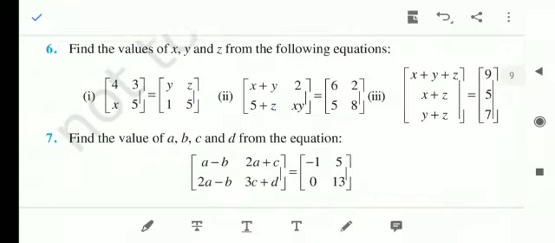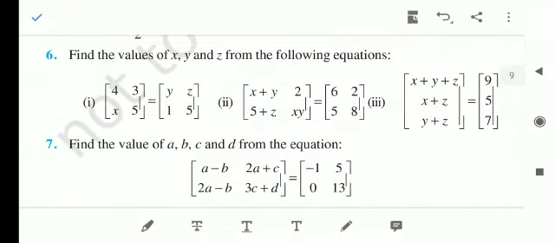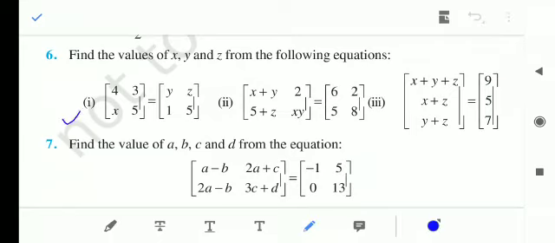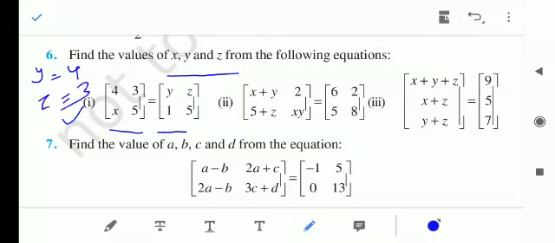Let us see a few questions based on this. For example, question number 6, first part. Find the values of x, y, z for the following matrices. If these two matrices are equal, then corresponding elements are equal. What is the value of y? 4 will be equal to y. So, here y equals 4. What is the value of z? z equals 3. What is the value of x? x equals 1.